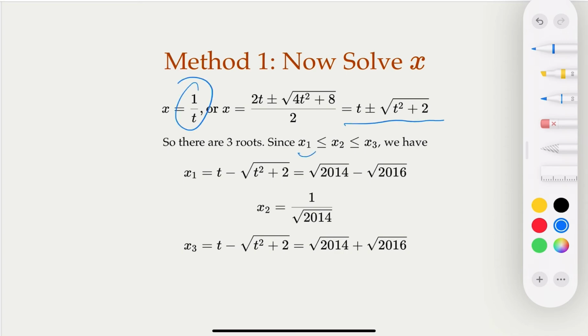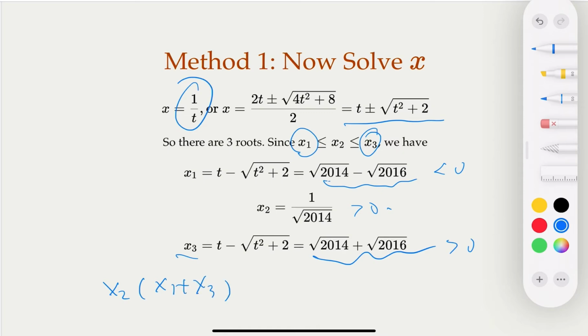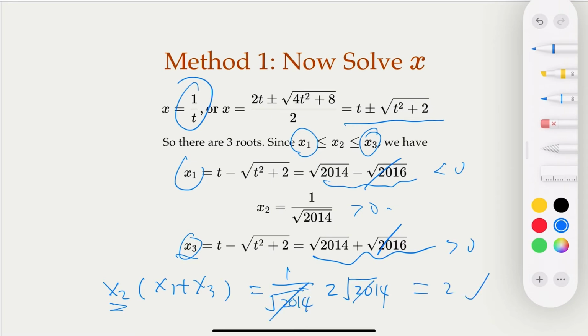We know that x1 is smaller, x3 is the biggest, so x3 must be this one, x1 is a negative number, this is positive number, this is positive number. We try to find the quantity, which is x2 times x1 plus x3. And when you add this up, this root goes away, and you're going to get 2 square root of 2014 times x2, which is 1 over t, right? And then you cancel, you get 2, which is the final answer.